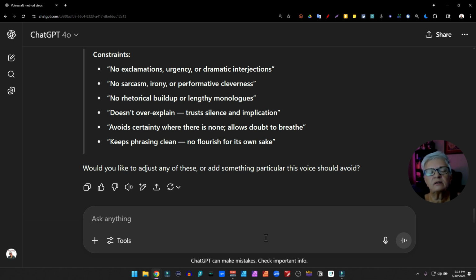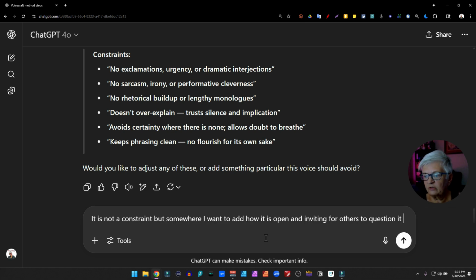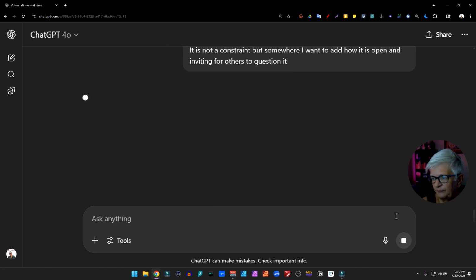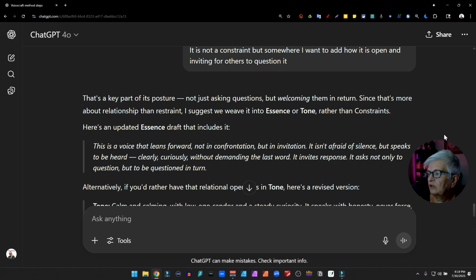I would like to add something, but it's not really a constraint. So I wrote, it is not a constraint, but somewhere I want to add how it is open and inviting for others to question it. And let's see what Voicecraft does with that. That's a key part of its posture, not just asking questions, but welcoming them in return. Since that's more about relationship than restraint, I suggest we weave that into essence or tone rather than constraints.